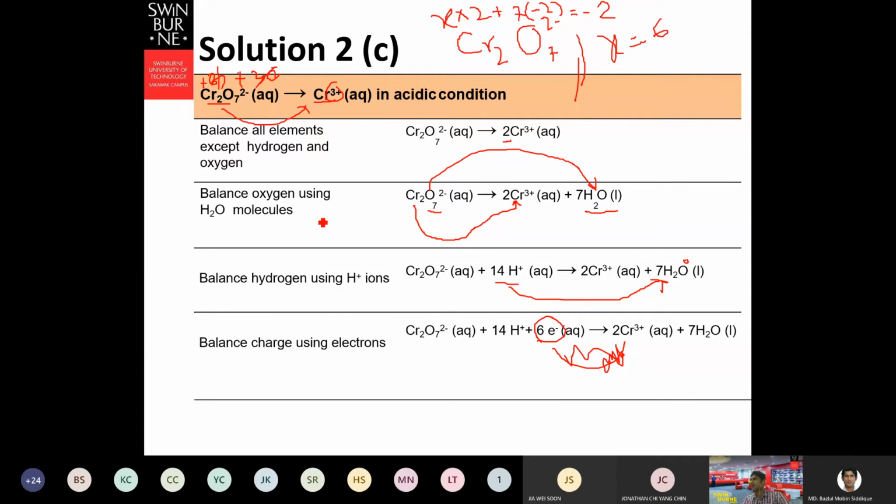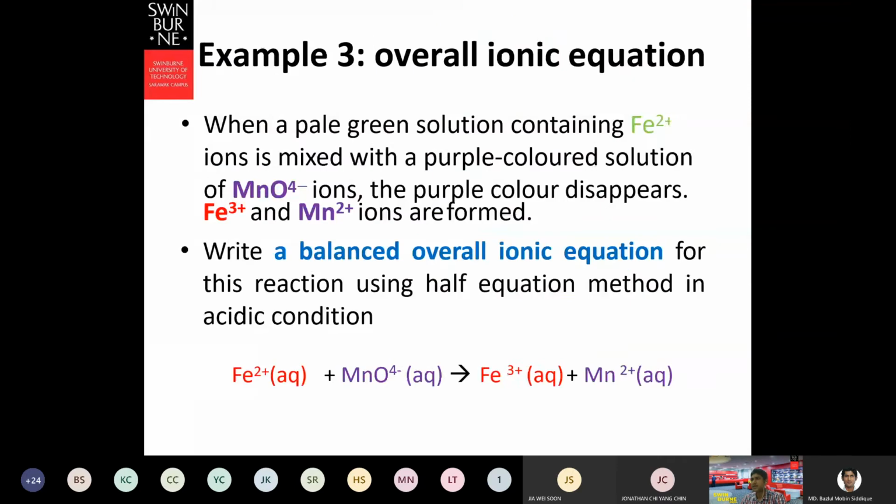Okay, no more questions. Now we are going to this question. Who asked just now? Gabriel. Okay. Overall ionic reactions. Okay, ionic equation, overall ionic equation.